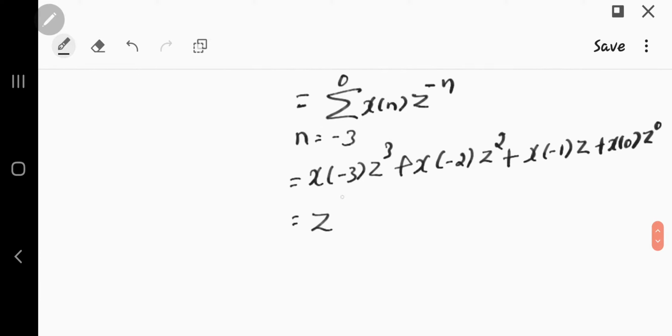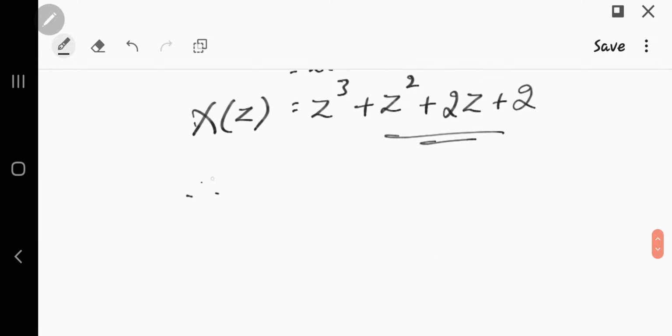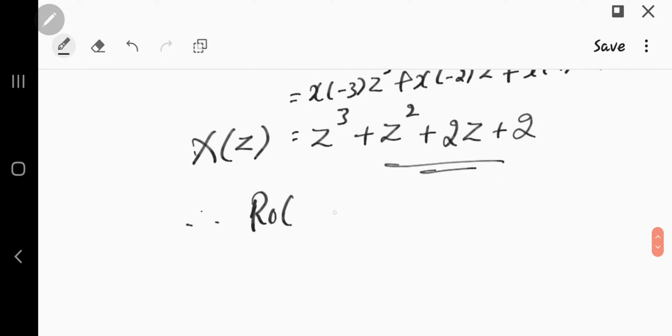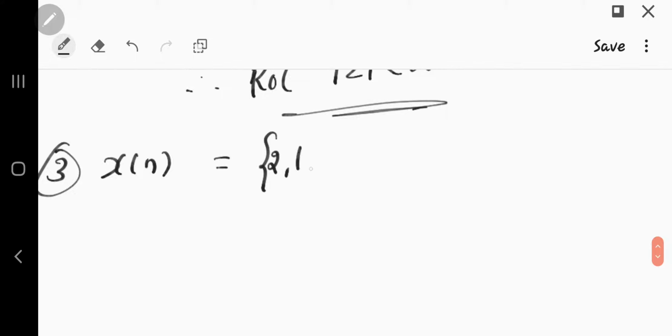So 1 into z power -3 is z power -3, plus 1 into z power -2, plus x of 1 is 2 into z, plus x of 0 is 2, z to the power of 0 is 1. So this is x of z. Now this is a negative time sequence, so the ROC will be less than infinity. So this is a finite values we are considering here, means we know the starting and end point of the signal. Now for this one we have 2, 1, 1 and 2.